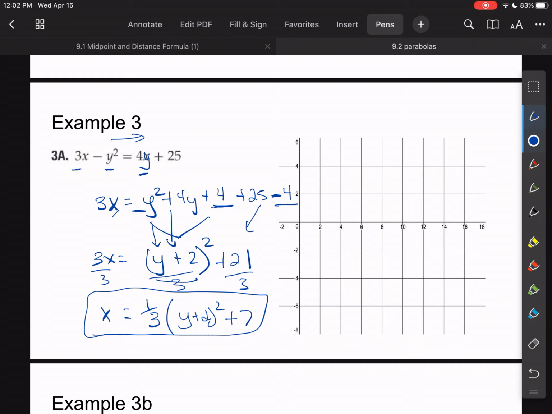Okay, the first clue that I want to look at is the vertex. Remember that we have an x equals here, so make sure you're looking at the side of the chart that's an x equals. This is going to open to the right. Okay, it's going to open to the right because it starts with an x equals, and my first term is positive. Okay, so the vertex here, notice this is a y value. The y value is -2. The x value of the vertex, or the h, is 7. Okay, coming from right here. So my vertex is at 7, -2.